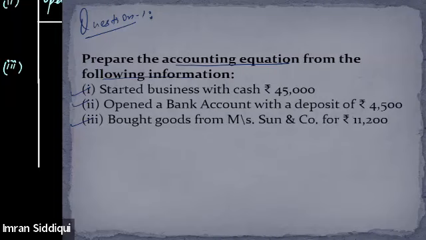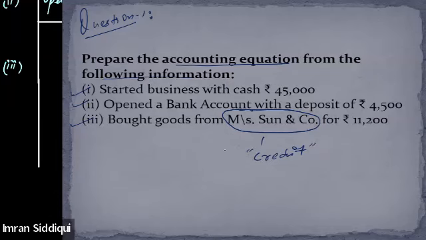Now see, this is very important. Whenever it is written that bought goods from, and the name of the party is written, from whom the goods have been purchased, then it is always presumed that goods must have been purchased on credit. If the name of the supplier is written, always presume that goods must have been bought on credit.